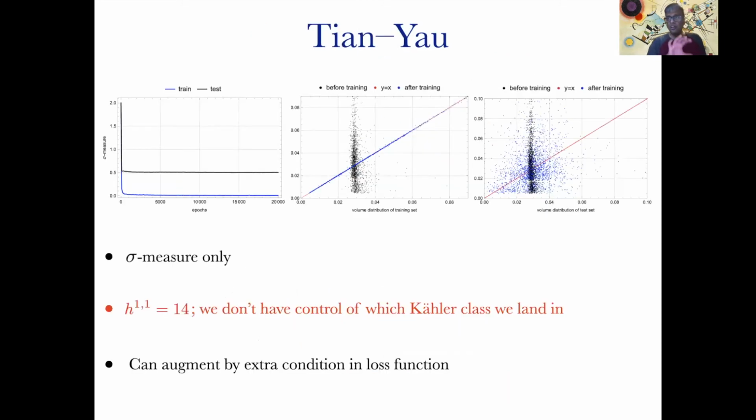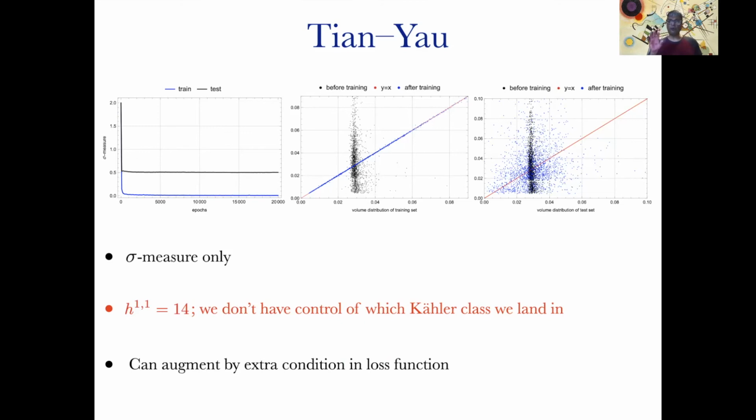All right, so I want to say a few words about Tian-Yau. Now, I've only looked at the sigma measure, so I can't guarantee that the metric we obtained is in fact a good metric, but I've looked at the volume distribution of the training set before and after training, and the volume distribution of the test set before and after training. We see that the loss functions on training and test both decrease.